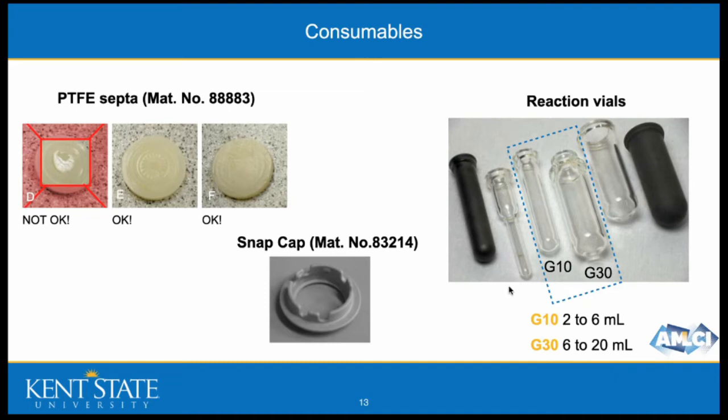What you have to purchase is some septa. There are silicone septa. Here it shows they are reusable, so you can use them as long as they don't look like this. Then you have to throw them away. And then there's a cap to keep the septum attached to the reaction vial. It's called a snap cap, and they are also reusable. And here are the part numbers if you are interested in getting them from Anton Par.